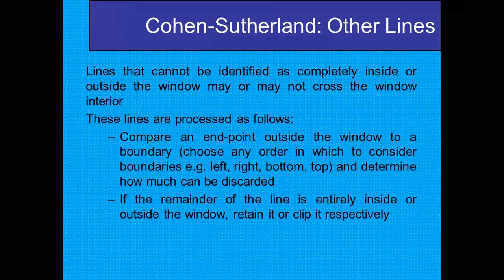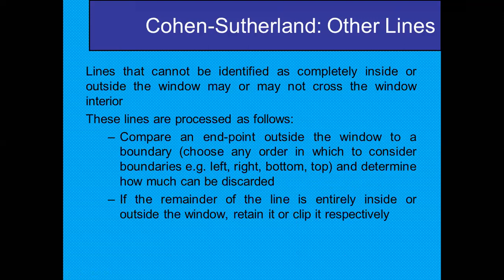So this is called the Cohen-Sutherland line clipping algorithm. With the help of this you can choose, but first we will design the window here, and we will follow a sequence that is called left, right, bottom, top. This is mandatory. We must follow this sequence: left, right, bottom, top. And determine how much can be discarded, and after that we will check which portion must be discarded.